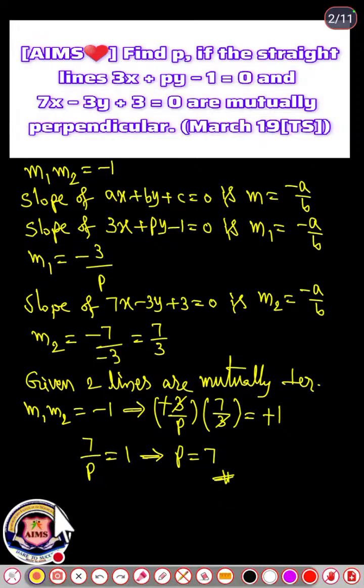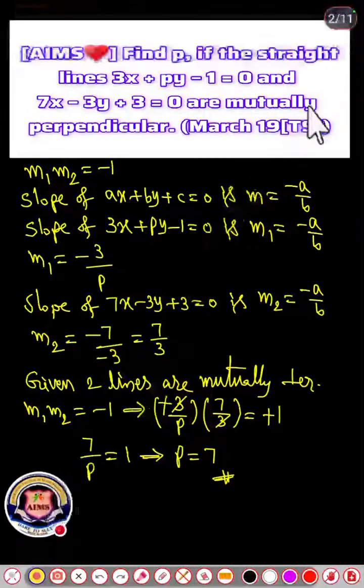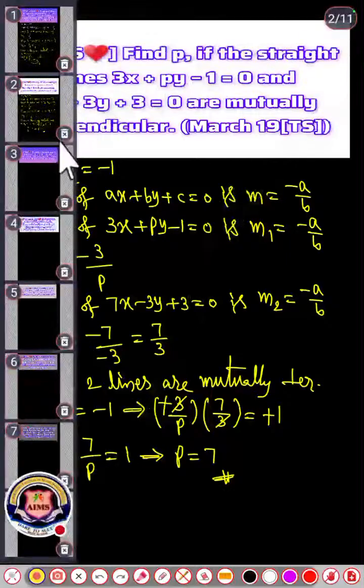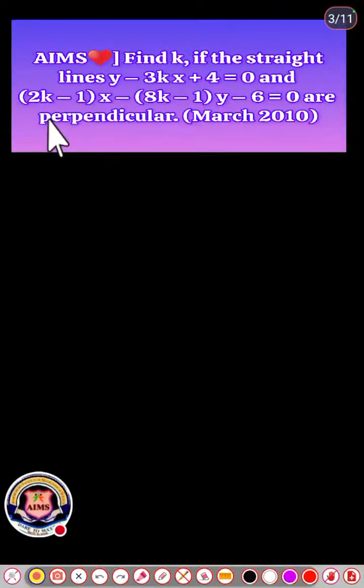I hope you all are understanding this question clearly. And same concept, one more question. Find k if the straight lines y - 3kx + 4 = 0 and (2k - 1)x - (8k - 1)y - 6 = 0 are mutually perpendicular.